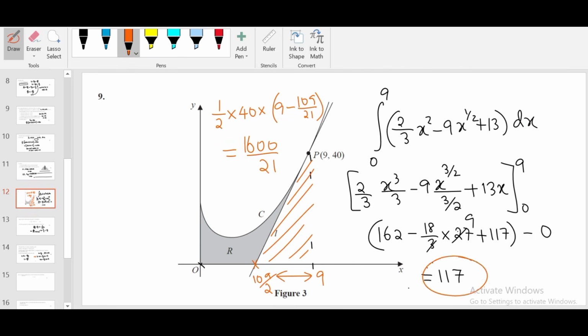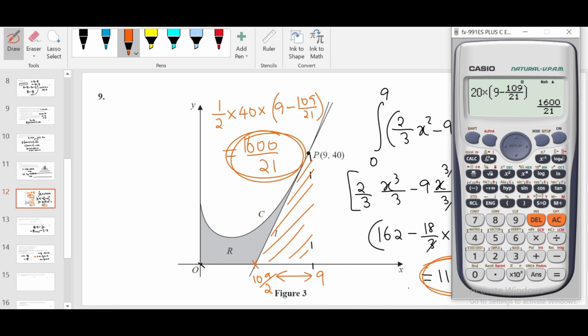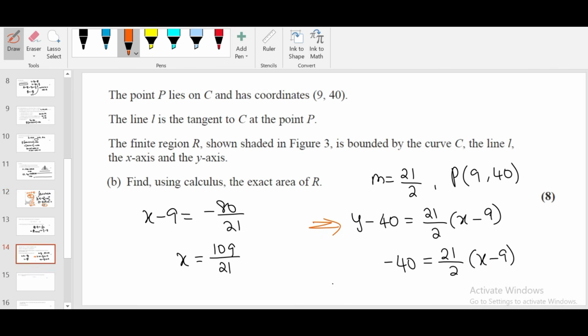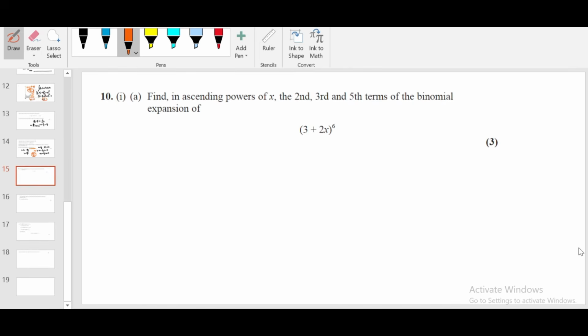Now we have the whole area, we have the area of the triangle, subtract them. So the area is 857 over 21. That's the answer for this. 857 over 21 is the area R. That's all. Question number 10 now.